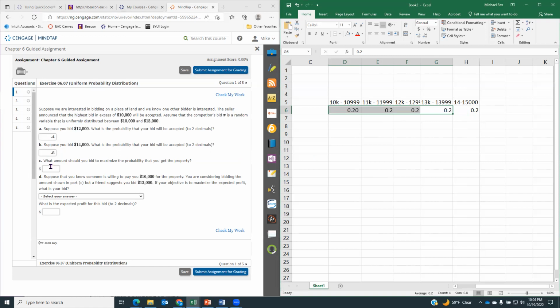So what amount should you bid to maximize the probability you get the property? Honestly, if we bid 15,000, that means our probability of getting the property is 1 or 100%. So bidding 15,000 is going to maximize our probability that we get it. It may not be the best move financially, but if our primary goal is getting it for sure, then that might be our best option.